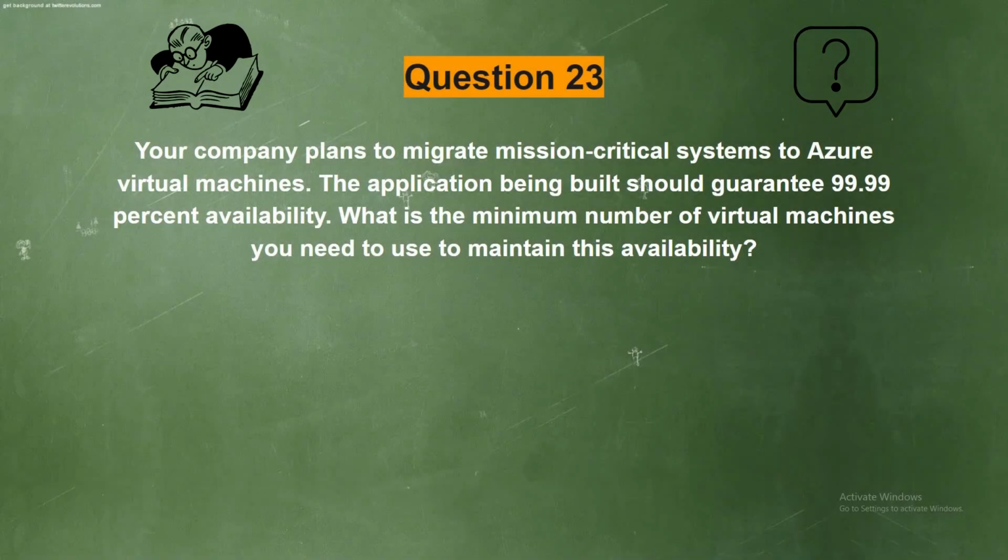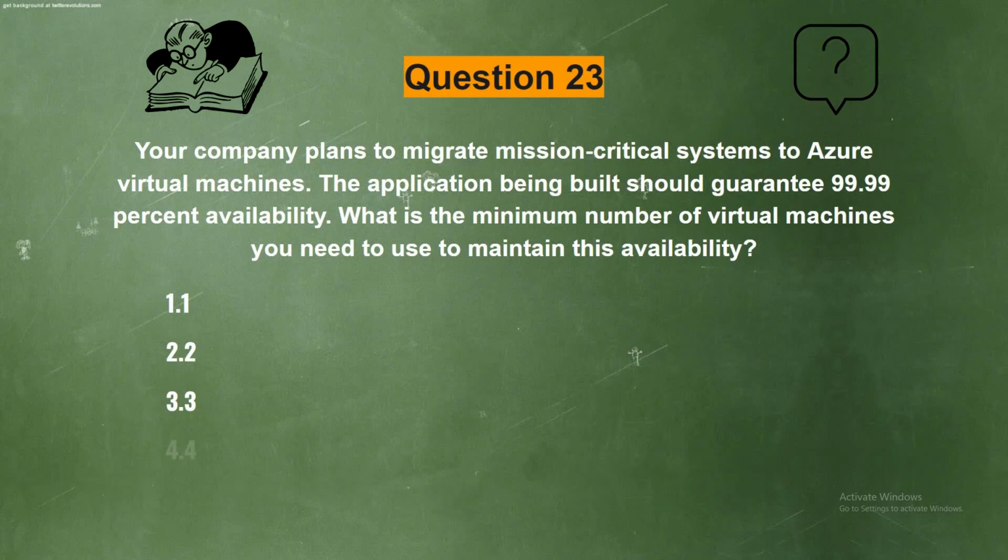Question 23. Your company plans to migrate mission-critical systems to Azure virtual machines. The application being built should guarantee 99.99% availability. What is the minimum number of virtual machines you need to use to maintain this availability? Option 1, 1. Option 2, 2. Option 3, 3. Option 4, 4. And the answer is option 2.